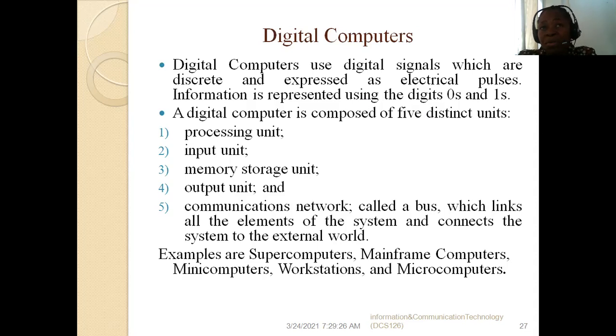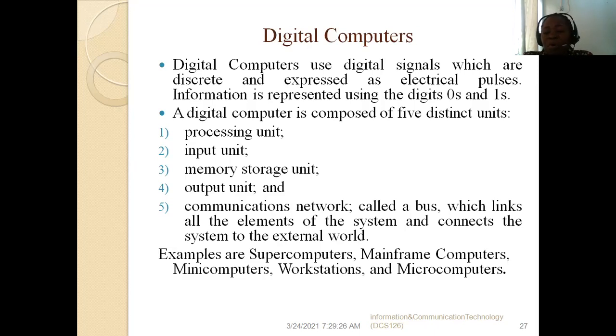So for a digital computer, there are only 2 states. There can always be either of 2 states. You cannot have the 2 states at the same time. So it's either the computer is on or off. It's either there is data or there is none. It is either that there is signal or there is no signal. So that's why we have a 0 and a 1. The 0 represents the off state, that's the absence of the signal. And then the 1 represents the on state, which is the presence of a signal.